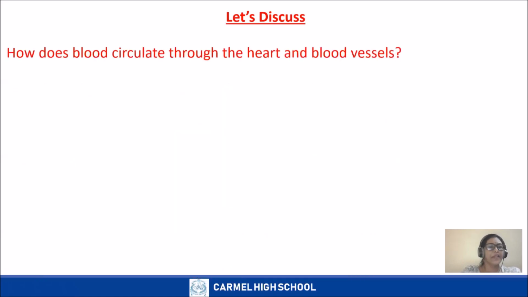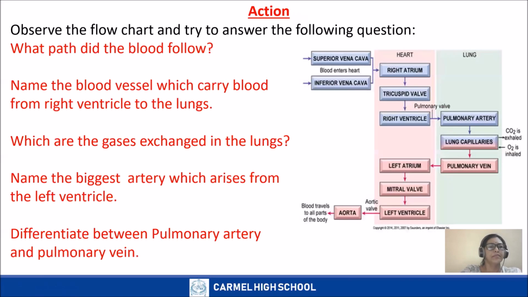Next, differentiate between the pulmonary artery and pulmonary veins. Now, the pulmonary artery, what type of blood is it carrying? Deoxygenated blood, whereas pulmonary veins carry oxygenated blood from the lungs to the heart, and the pulmonary artery carries deoxygenated blood from the heart to the lungs.